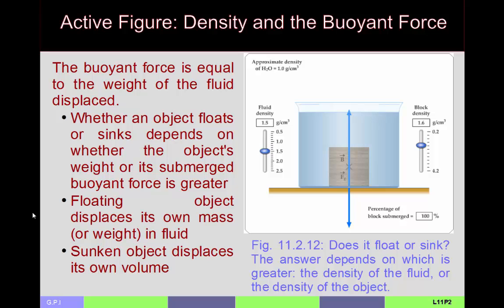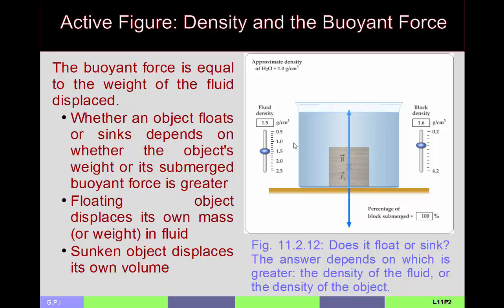I wanted to look at now an active figure which has been put together by the folks at Cengage, which illustrates the point that I made in that previous example about being able to determine which percentage of the object is going to be submerged based on the density of the object and the density of the fluid. Generally speaking, if you have a floating object, it's going to displace its own mass, and really more importantly, its own weight in the fluid. And if you have an object which is totally submerged, it's sinking or sunk, then it's going to displace its own volume worth of fluid.